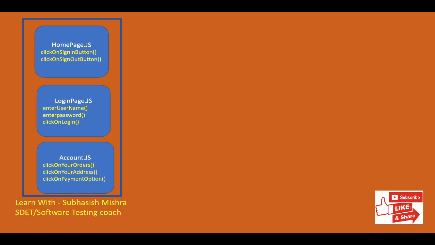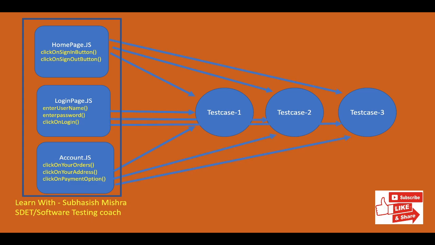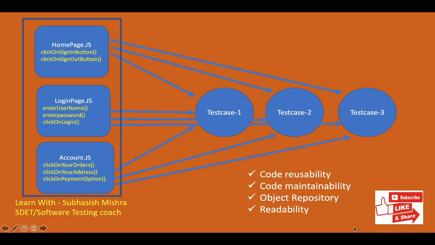So here, as we have three different pages, now let's see how our test case is accessing this. So for example, I have a test case. This test case will use functions of home page, it will use functions of login page, it will use functions of account page also. Similarly, if I have test case 2 and test case 3, they can also use the same functions which are written inside home page or login page or account page. So how it is going to help you? Now you will be able to understand the advantage of page object model.